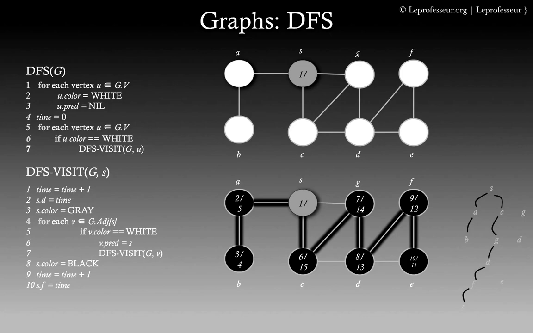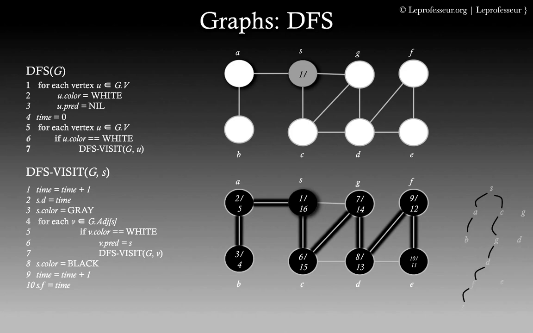And now we have no more adjacent vertex left from S which is not white. Either it's black or gray, so no more white vertex left from S. So we make S black. It's fully visited. See how beautifully we have executed this depth first search algorithm.